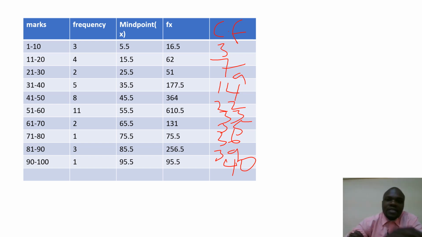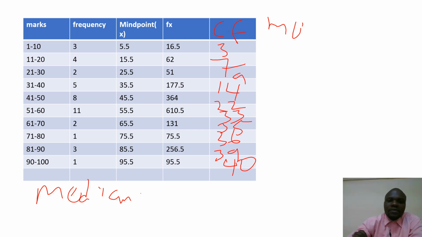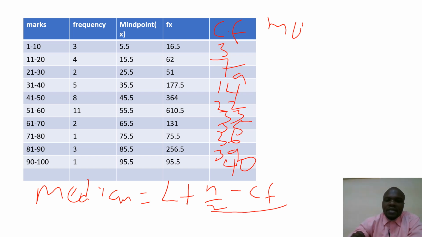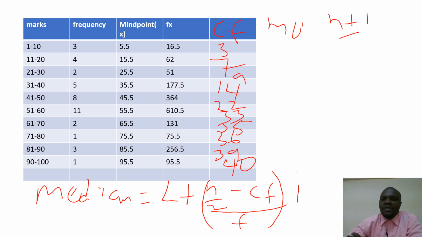And then for us to be able to get the median, you can say that median is equal to the lower class, added to n divided by 2, then we minus the cumulative frequency, and then we divide by the median frequency here, then this we multiply by the class interval. And to get the position where our median lies, we use n plus 1 divided by 2. So in this case it's 40 all over 2 then plus 1, which gives 20.5.